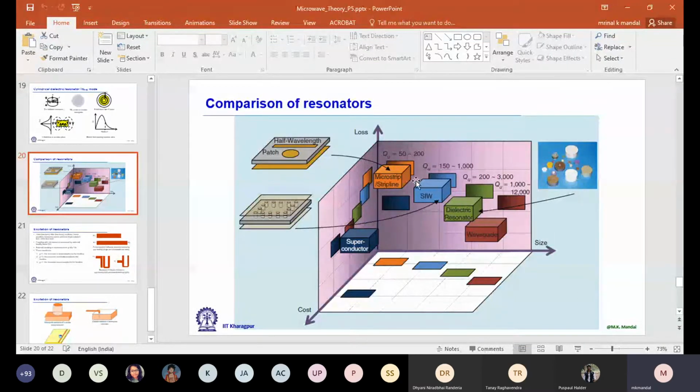SIW we did not cover. It is substrate integrated waveguide. Just in simple terms, I can explain what SIW is.